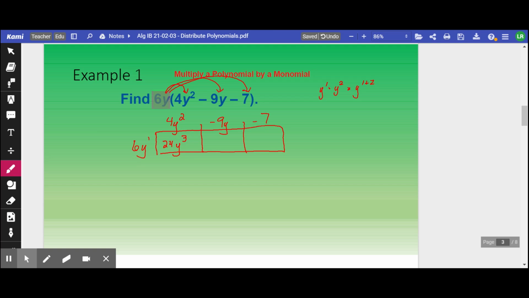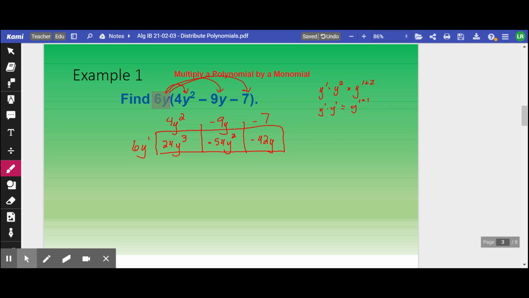6y times negative 9y. 6 times negative 9 is negative 54. Then we have y times y, y to the first times y to the first. Remember, that's got to add the exponents. 1 plus 1 is 2, so that'd be y squared. Then 6y times negative 7, that'd be negative 42y.